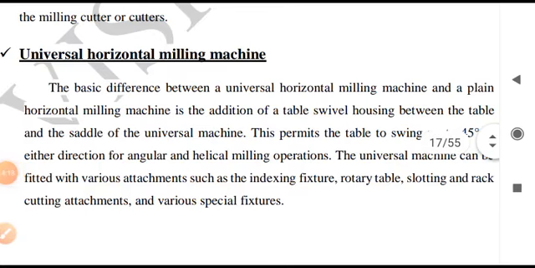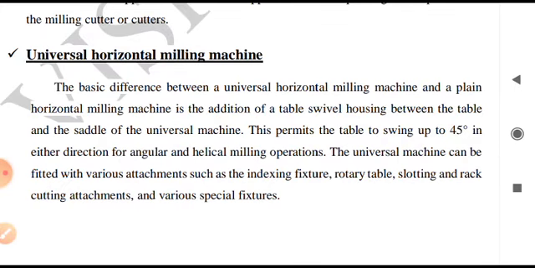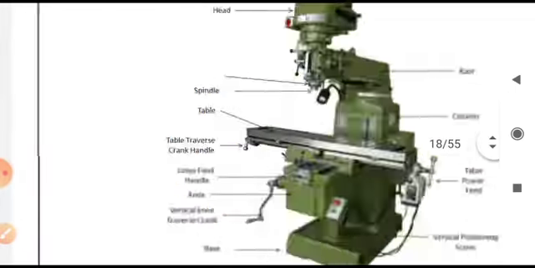Then the universal horizontal milling machine. The basic difference between a universal horizontal milling machine and a plain horizontal milling machine is the addition of a table swivel housing between the table and the saddle of the universal machine. This permits the table to swing up to 45 degrees in either direction for angular and helical milling operations. The universal machine can be fitted with various attachments such as the indexing fixture, rotary table, slotting and rack cutting attachment and various special features.